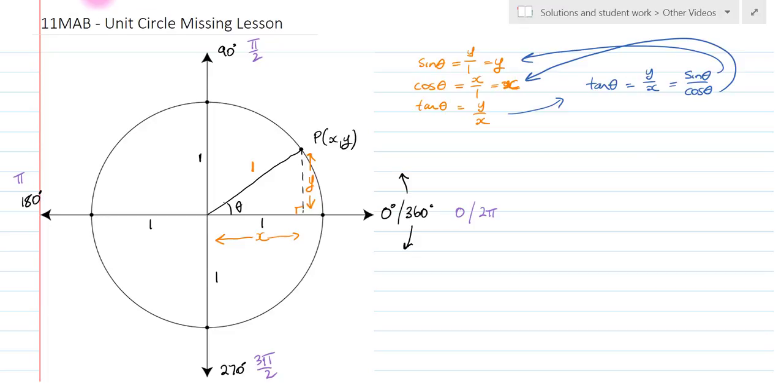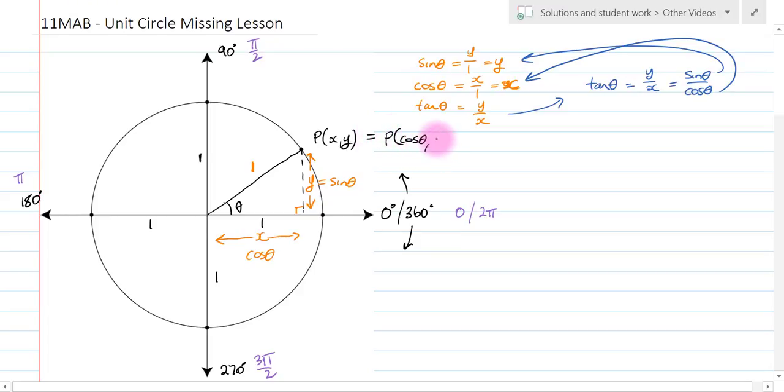So we have our important information here. y is equal to sine theta and x is equal to cos theta. And so we can write down P(x, y) as the point P(cos theta, sine theta). And that will come in handy later as well.